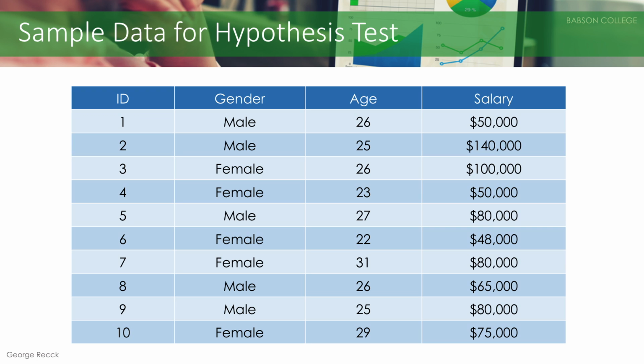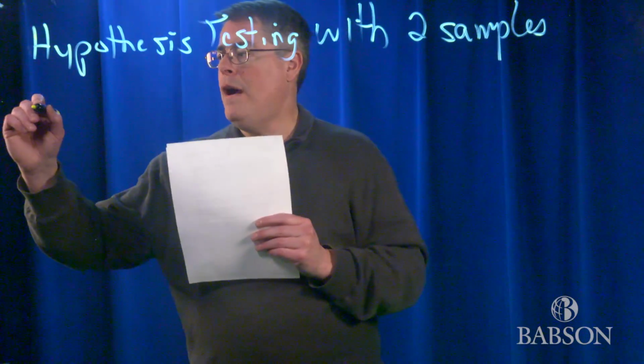So our key variable of interest is salary, but we have a secondary categorical variable, gender, from which we're going to splice out, if you will, a subset of the column for salary based on gender, giving us two subgroups, one for male and one for female, that we're going to test. All right? So first thing we do is set up our hypotheses.